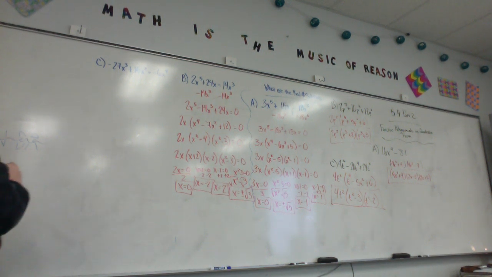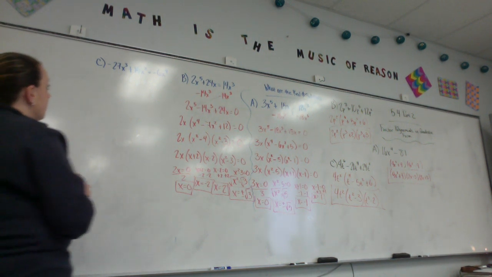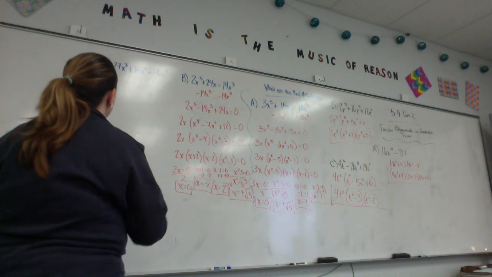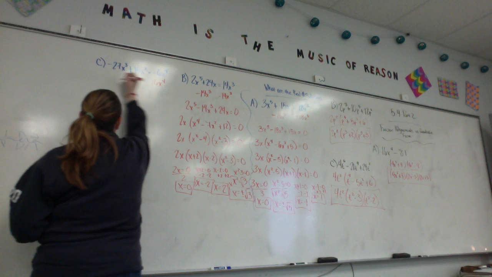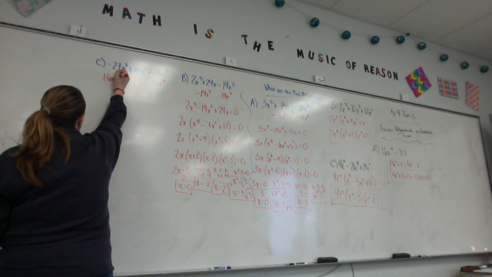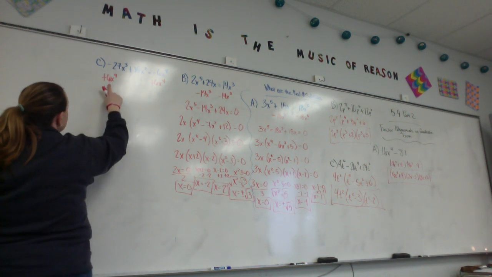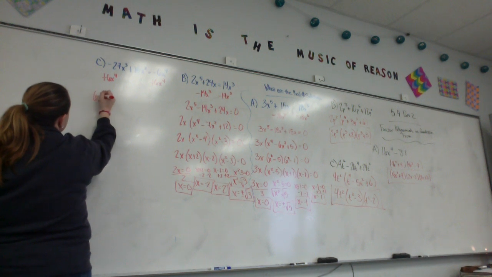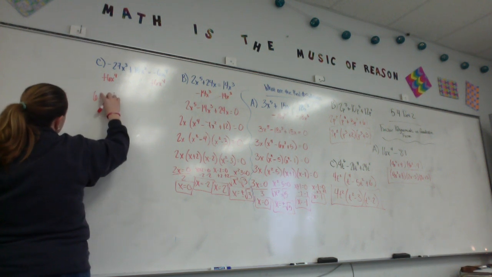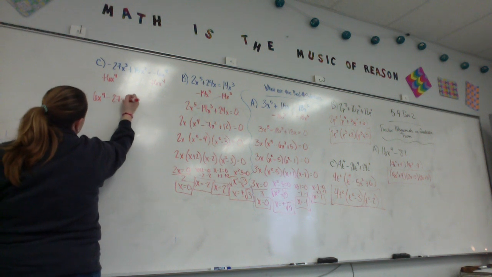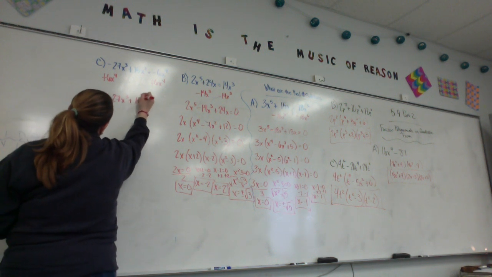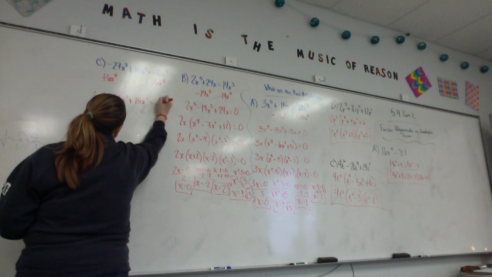Okay. Last one. Let's practice one more. What am I going to do? Add 6x. Add 6x to the 4th. So this is 4, 3, 2. So I'm going to say 6x to the 4th minus 27x cubed plus 15x squared equals 0.